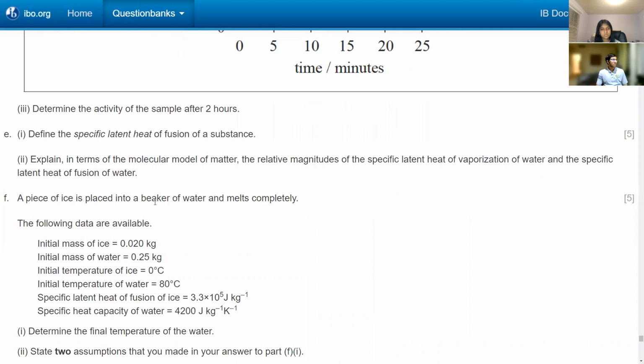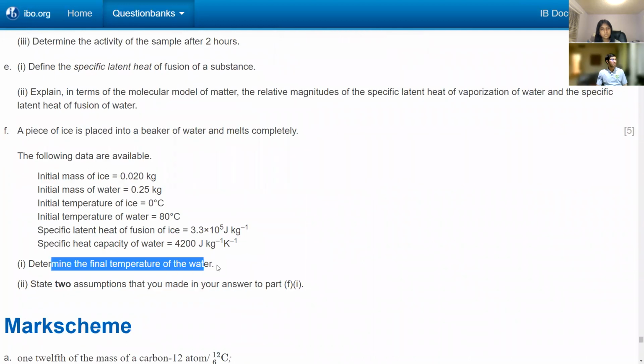A piece of ice is placed into a beaker of water, melts completely. Find the final temperature of water. I don't feel like doing this right now. Let's just set it up, and I don't want to do the math. There's too much.